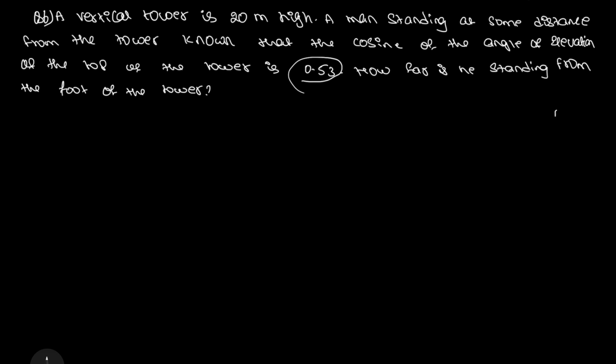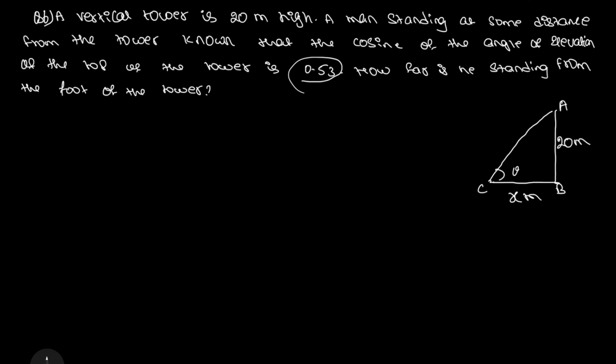First, let's take a vertical tower which is of 20-meter height. Let this be A and B. And here we have a man standing at some distance, which is C. C is a person who is standing at some distance. Let this distance be x meters, right? And here we'll have an angle theta, right?